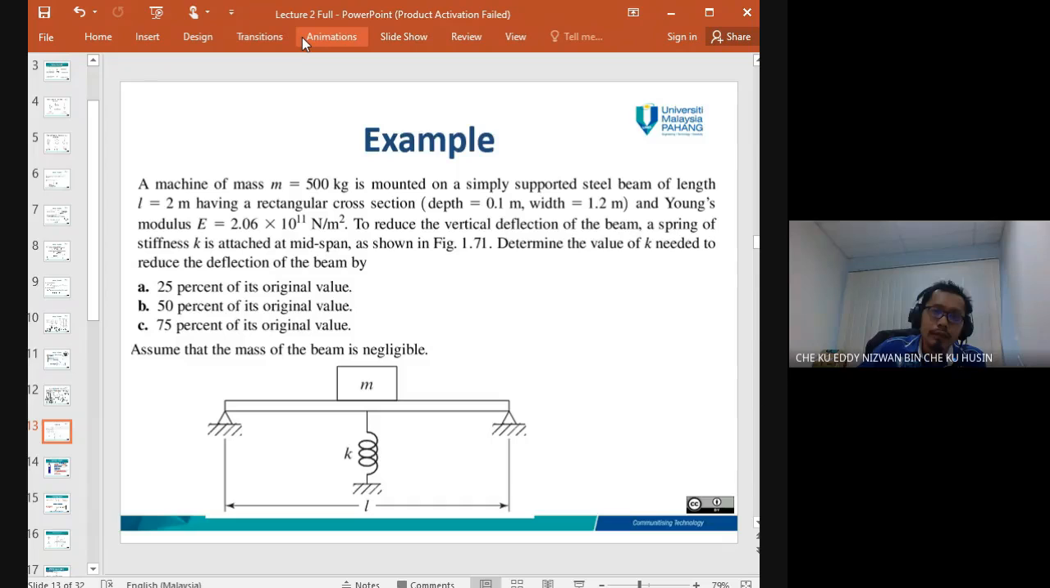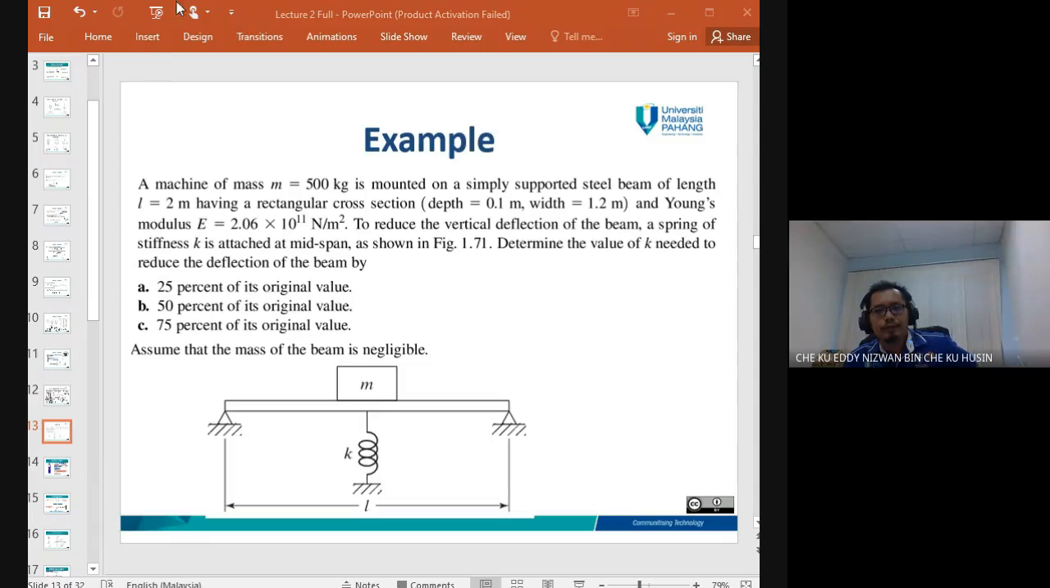To reduce the vertical deflection of the beam, a spring of a stiffness K is attached at the midspan, shown in the figure below. Then determine the value of K needed to reduce the deflection of the beam by 25% of the original value, 50% of the original value, and 75%.